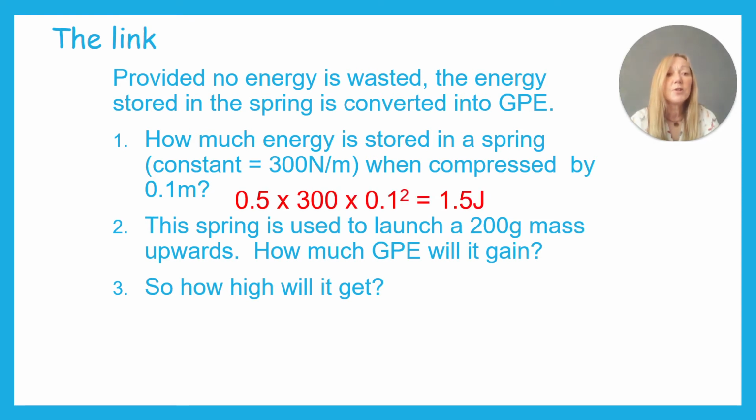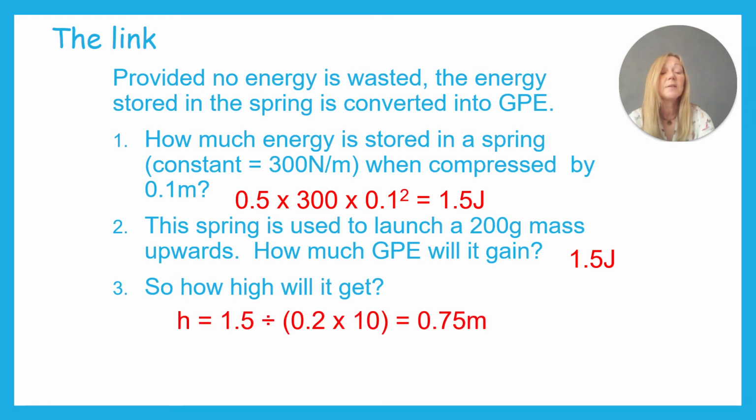So these are the answers to the question. Again, you use the first equation to find out that the potential energy, or the energy that's been transferred, is 1.5 joules. The second question was about how much gravitational potential energy would be gained. We are assuming that all of the energy has been 100% transferred, in which case we have 1.5 joules. We then use that energy in the next equation in order to get the height which has been gained. In this case, it's 0.75 meters.